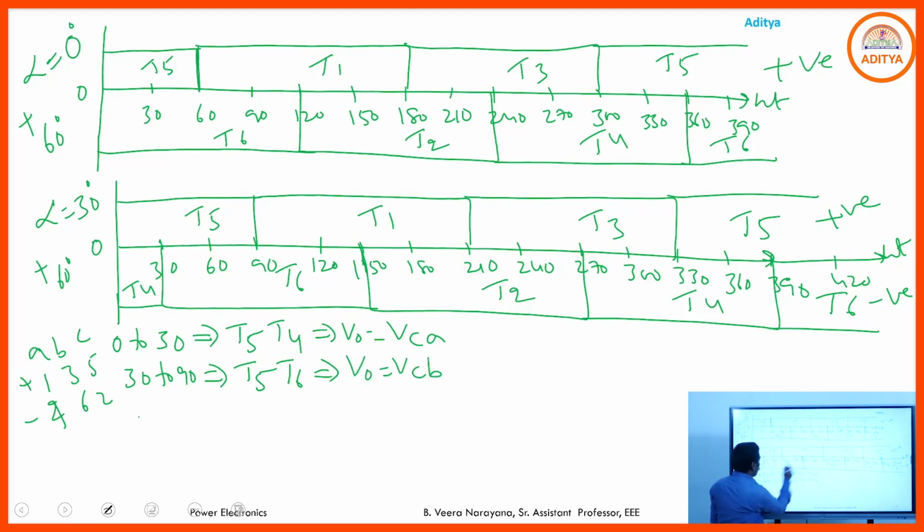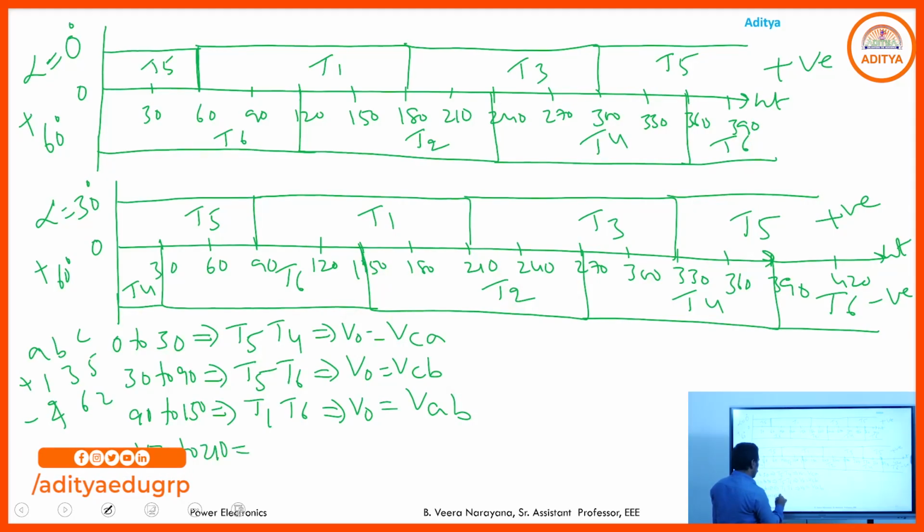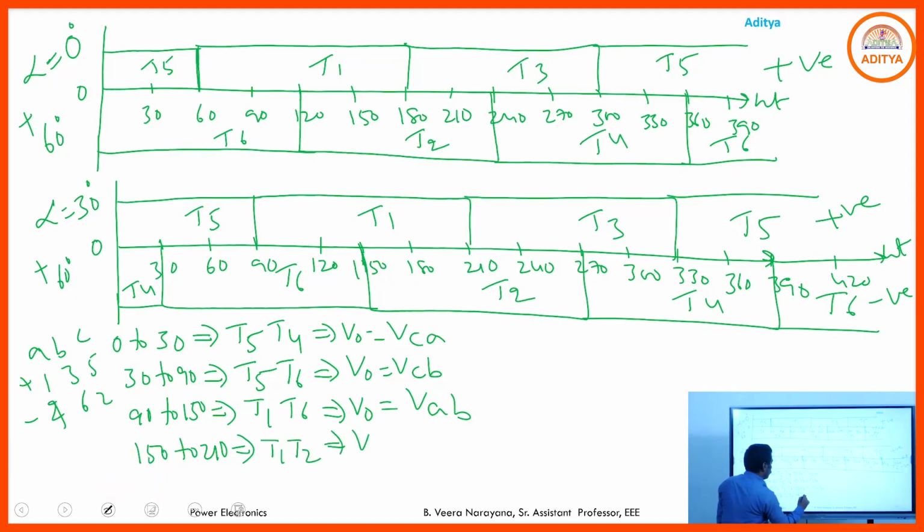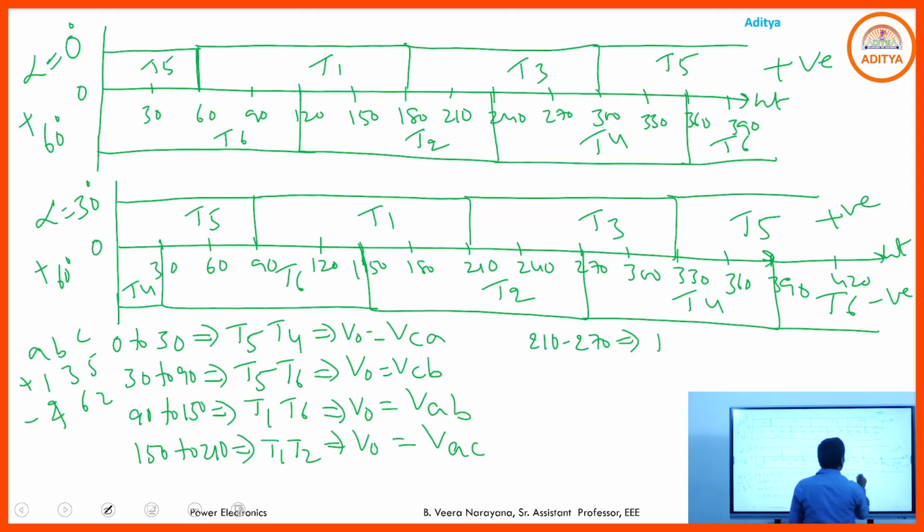Next, tell me 90 to 150. 90 to 150, T1, T6. Then V0 is equal to VAB. 150 to 210, T1, T2. Then what is V0? 1, 2, VAC. 210 to 270, T3, T2. 3, 2, VBC.